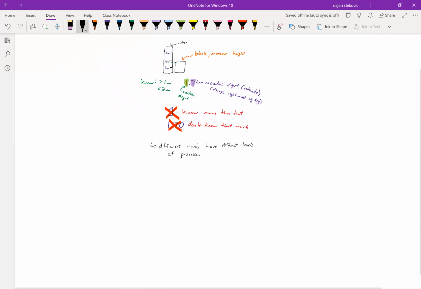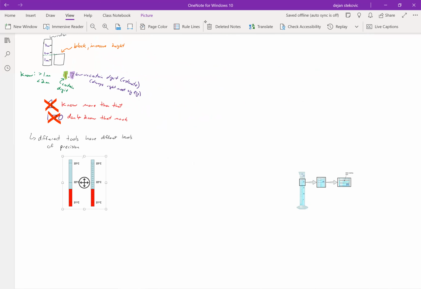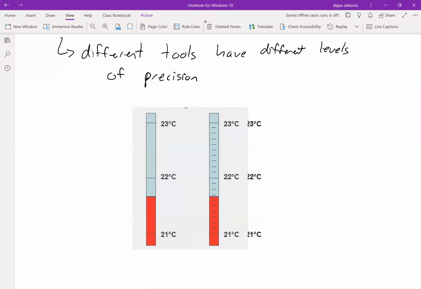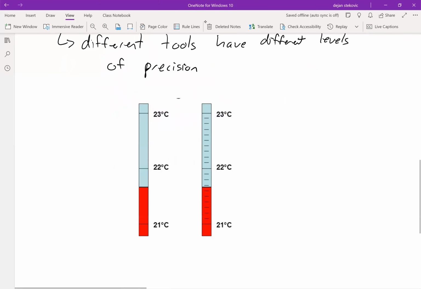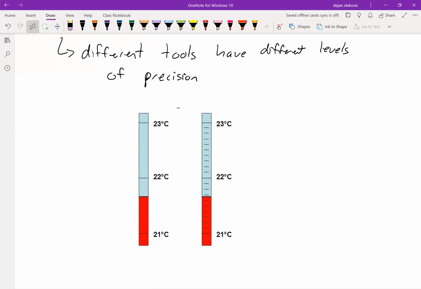In science, we often refer to tools as instruments or instrumentation. So if you hear me use instrumentation, I'm just talking essentially like a tool, usually that does some kind of measurement. Anyway, so we've got two thermometers here. Let's check out how we're going to read these thermometers and see which one is more precise than the other.